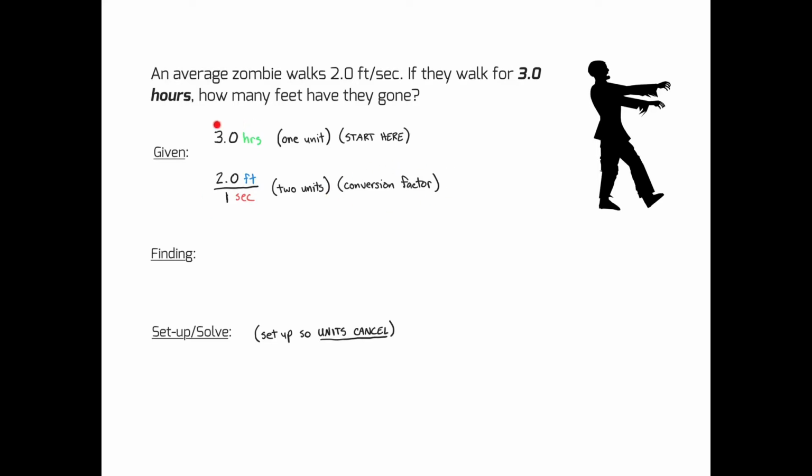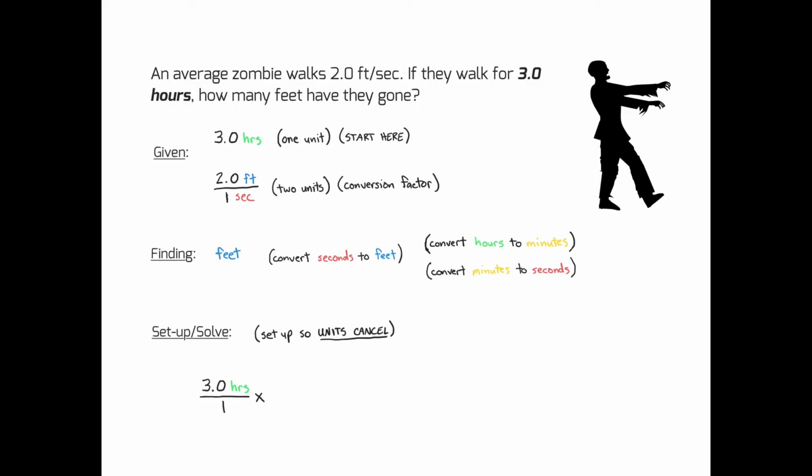Except now he's been going for 3 hours. 3 hours has just 1 unit, which means we're going to start our calculation here. And we still want to find how many feet he's gone, so this means that our last step is still going to be to convert seconds to feet, because we want feet, so we're going to go from seconds to feet on our last step.